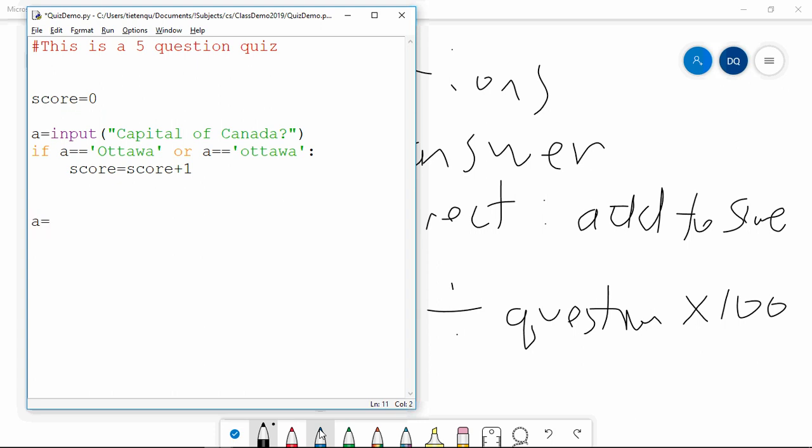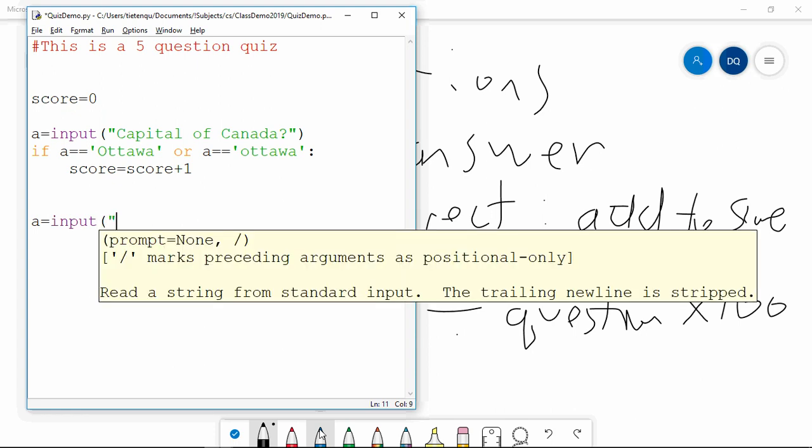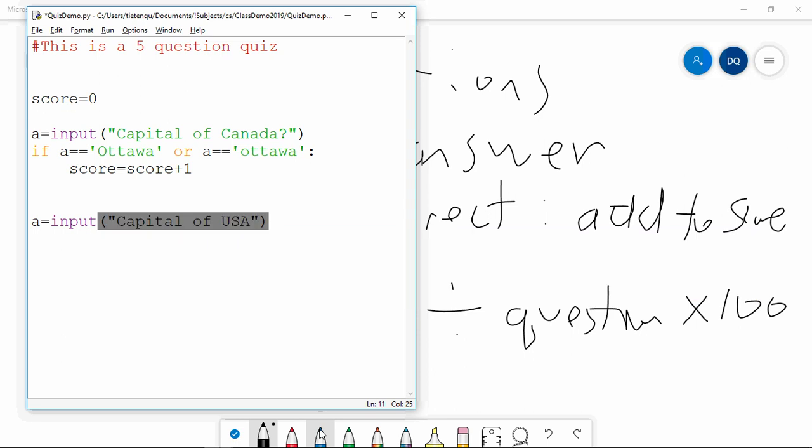So now my answer is capital of the United States of America. And now I'm going to show you a little trick. I'm going to take the answer and convert it to lowercase. And when I do that, then I don't have to check both Washington with a capital W and a lowercase w. I just make it lower.